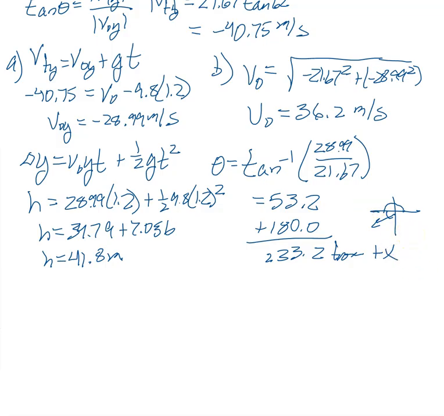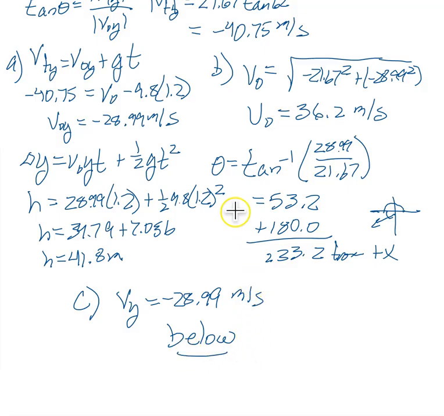And then finally, they want to know, is that angle above or below the horizontal? Obviously from what we just did, we know that the speed in the y is equal to negative 28.99 meters per second. So the angle would be below the horizontal. And that is the end of that question. So let's go ahead and take a look at the next question.